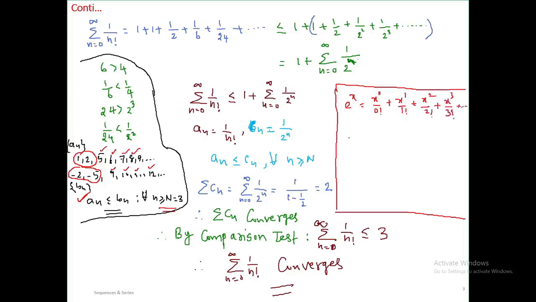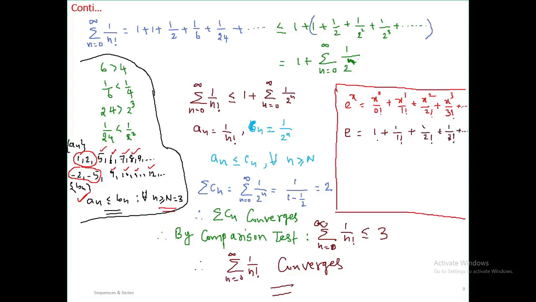Now substitute x is 1. We get e power 1, which is e. With x is 1, 1 power 0 is 1 and 0 factorial is 1, so the first term is 1. Then 1 power 1 is 1, so 1 by 1 factorial. In both I am substituting x is 1. Then 1 squared is 1 by 2 factorial, next 1 by 3 factorial. Indirectly this series is what was given to us.